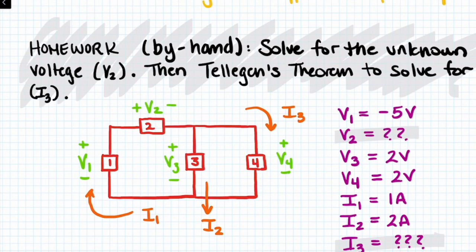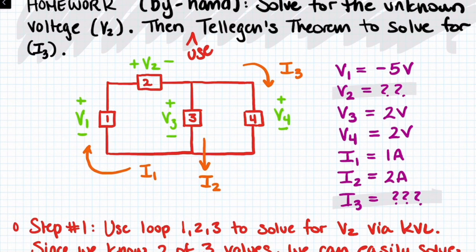All right, let's check out this problem here. We want to solve for the unknown voltage V2 and then use Tellegen's theorem to solve for I3. So what we have is a pretty basic circuit. It's got 4 elements, essentially in 2 mini loops here. We know V1, V3, V4, I1, I2. We don't know V2, and we don't know I3. So we're going to use a combination of KVL and Tellegen's theorem in order to solve for the unknown values.